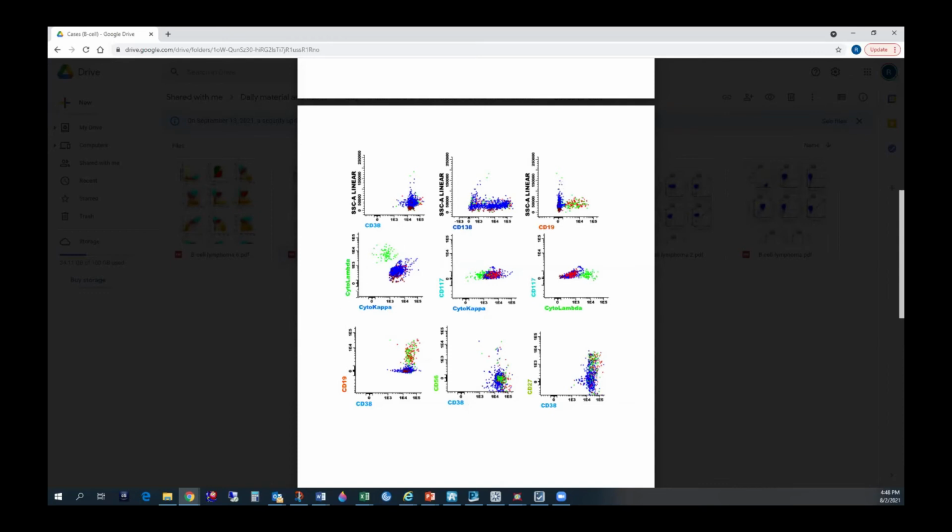If you draw an imaginary diagonal line in between, you will see that this blue population falls on the kappa side, and these are lambda, these are kappa. So the abnormal cells are kappa restricted, and they do not have CD117 expression. They are all negative for 117. And again, this shows how the normal cells are positive for 19. This is negative for 19, and you see that they are negative for 56.